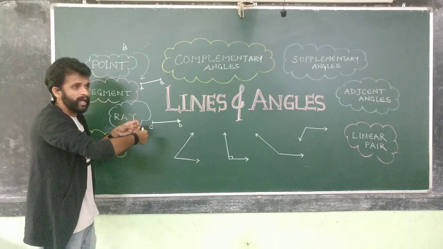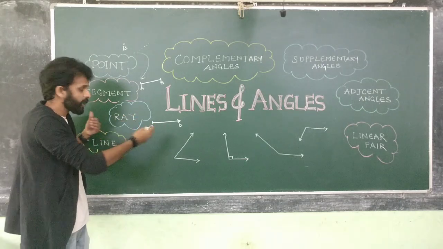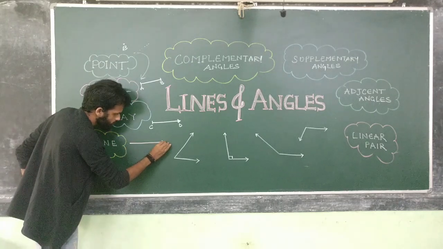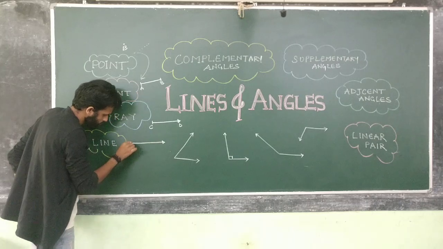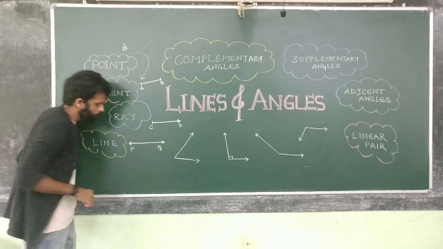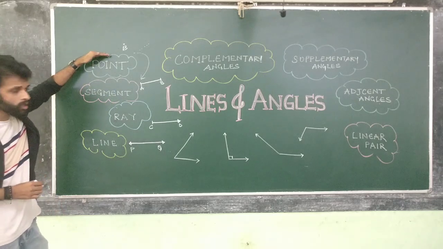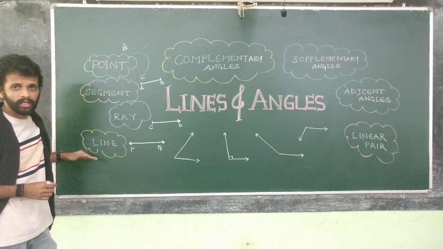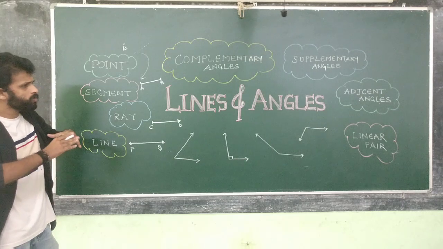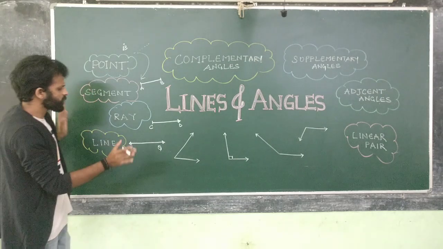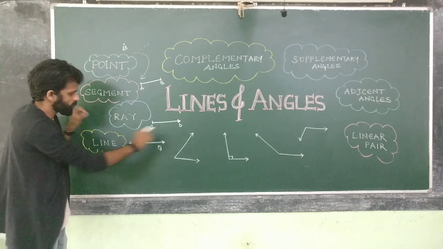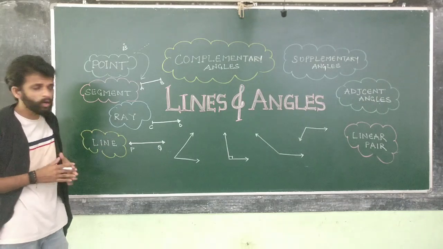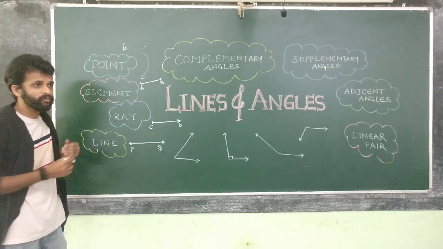Now when the ending points are not even there and arrows are on both the sides, we call it a line. So it will be drawn like this, and you can name it as P. So a point, then comes a segment, a ray, and then a line. Usually the moment we draw one line, a segment, we would say it is a line. But in mathematics, in geometry, we usually have a defined way of drawing it.